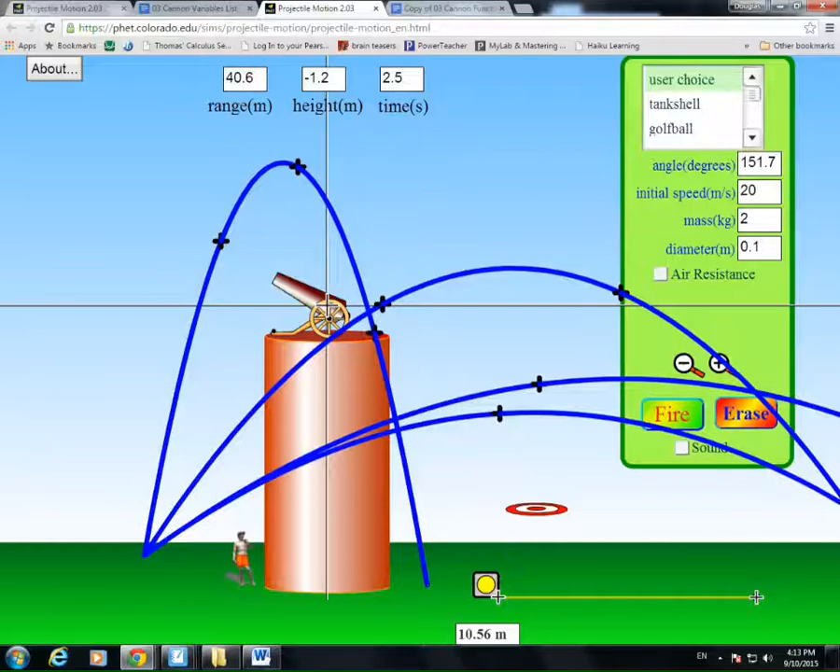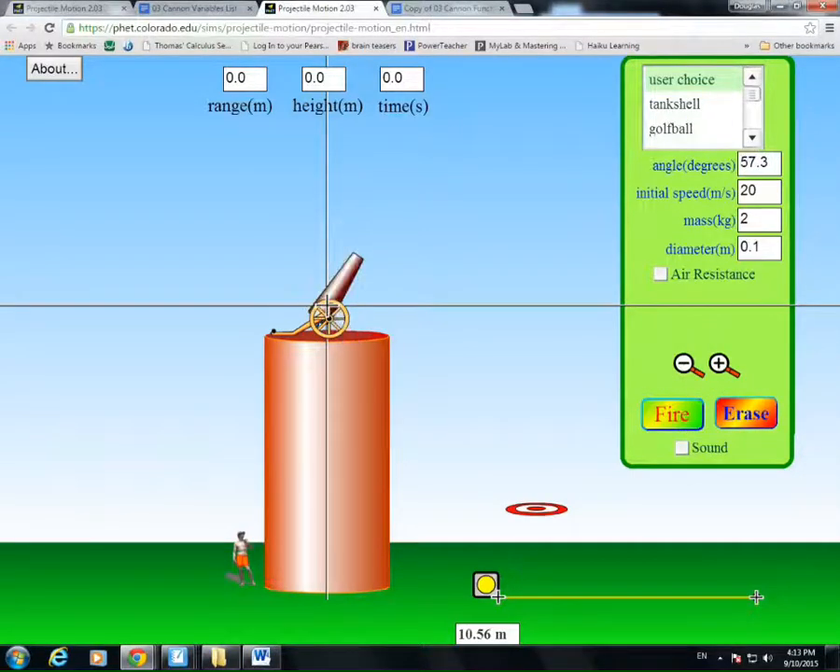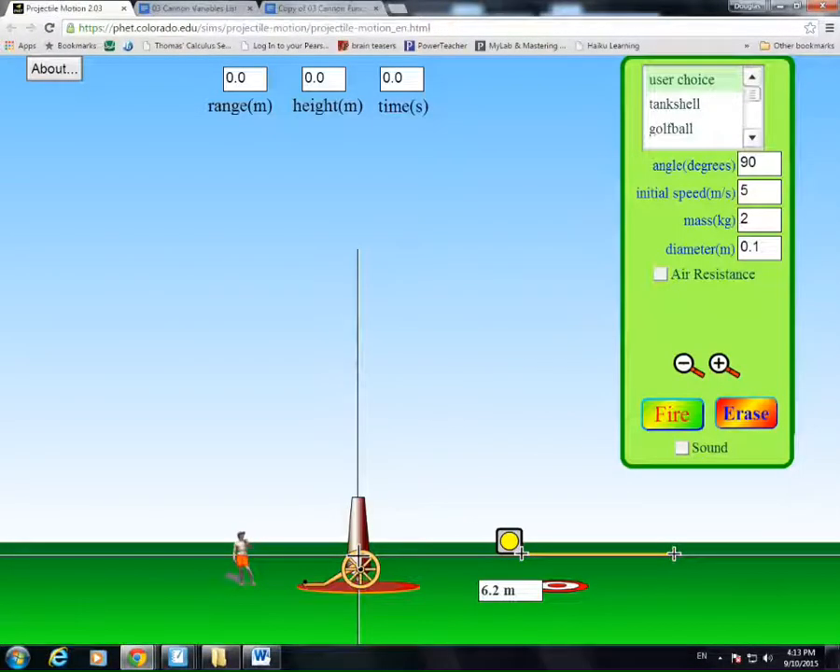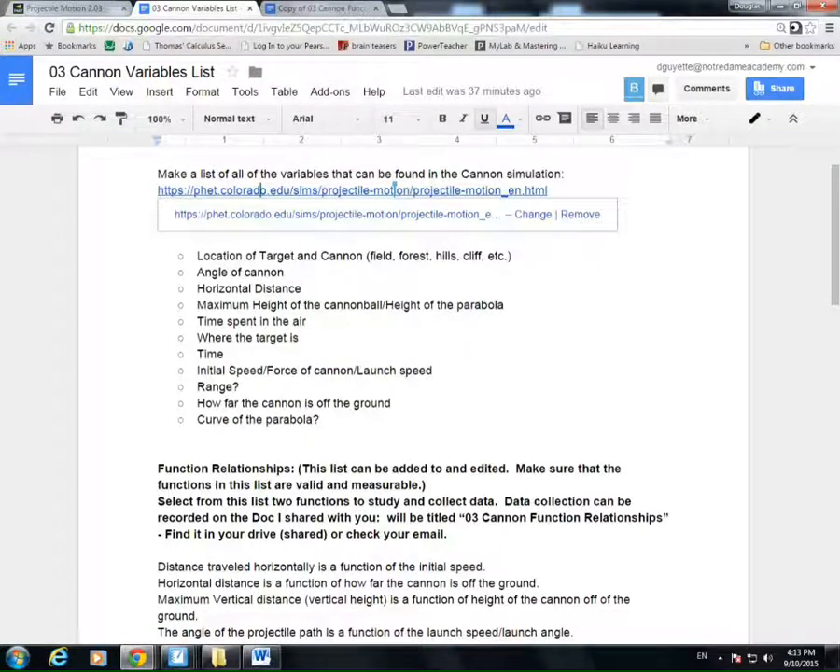So anyway, these are all very complicated and interesting variables that we're looking at, and what I want to show you all that we can do is take all of these relationships and describe them using the conventions of writing and mathematics. Essentially, we're going to uncover functions and then explore or study those functions. So what you need to do first is go on to the document Cannon Variables List.